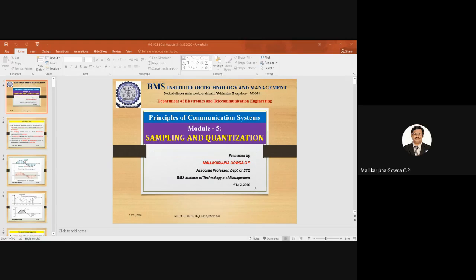Then the output of that will be given as input to the what? Adder circuit, right? So one input is this PAM, another input is the sawtooth waveform. The output of that will be given to the threshold detector circuit, right? Then the output of that will be given to the pulse shaping filter to get the PPM wave, right?